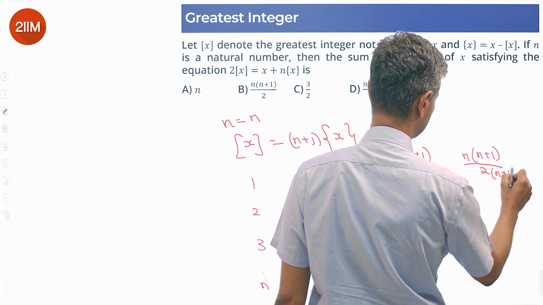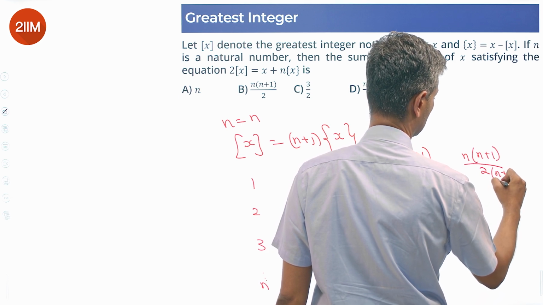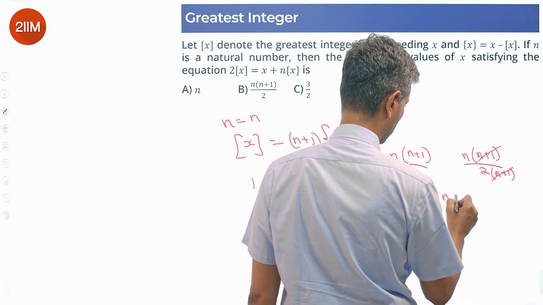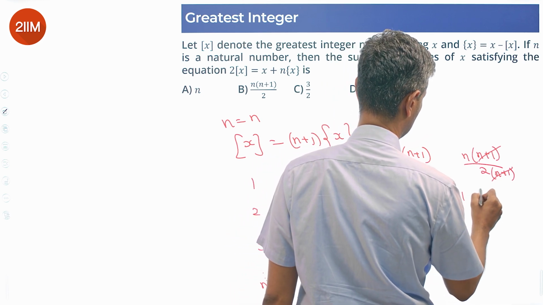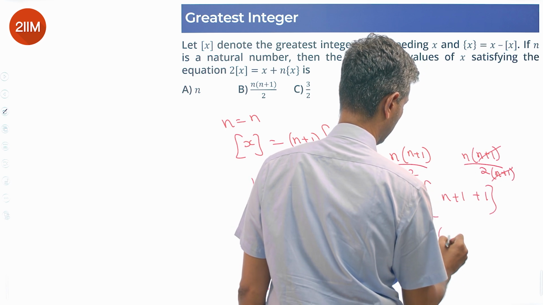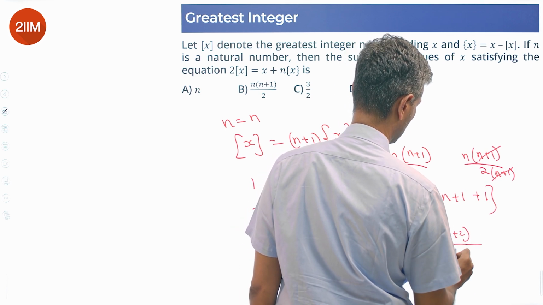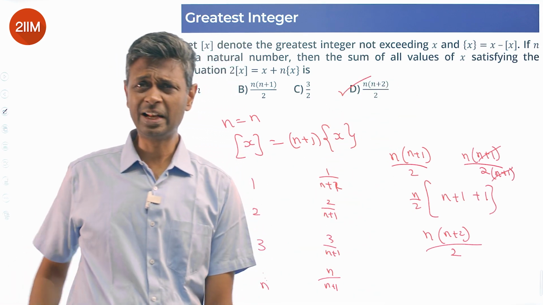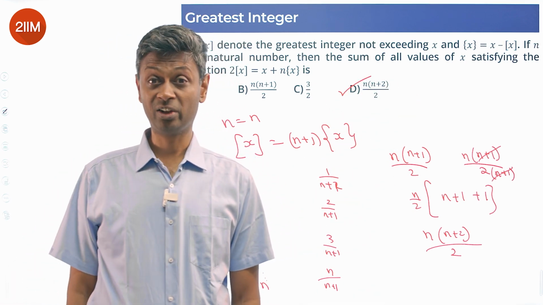Times n plus 1. So this goes away. N by 2 into n plus 1 plus 1, n into n plus 2 by 2. This is the answer. Absolutely delightful question. It took me a long while to just get the hang of this question.